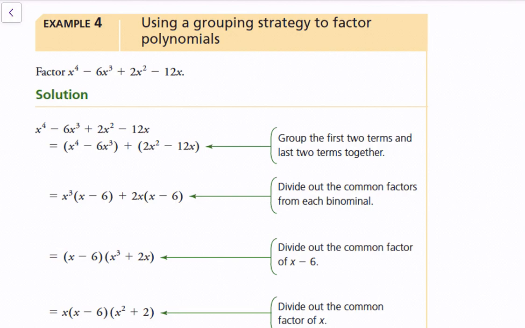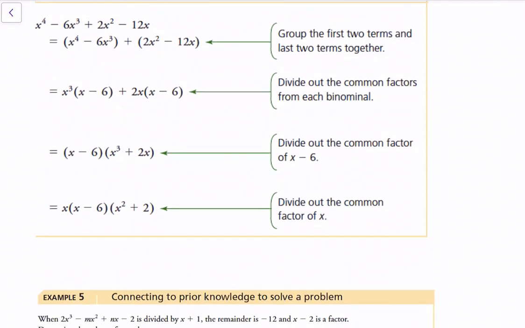The next way we can factor polynomials is using a grouping strategy. You can group the like terms, or terms that are of similar degree, which is what they do in this case. Once you do that, you can factor out an x, which is what they do here. So here we can see that they have x cubed in common, so x cubed times x minus 6 plus 2x times x minus 6, that's factored out.